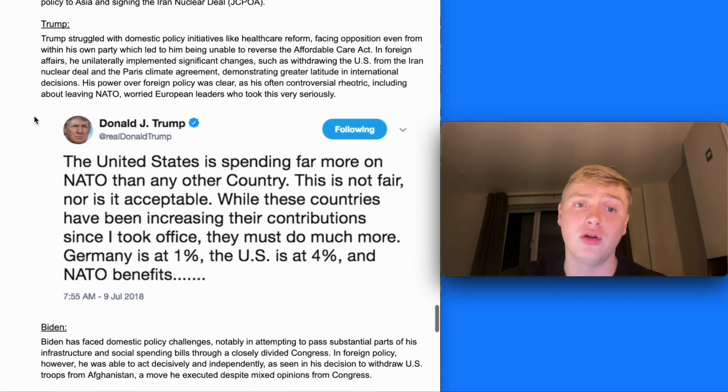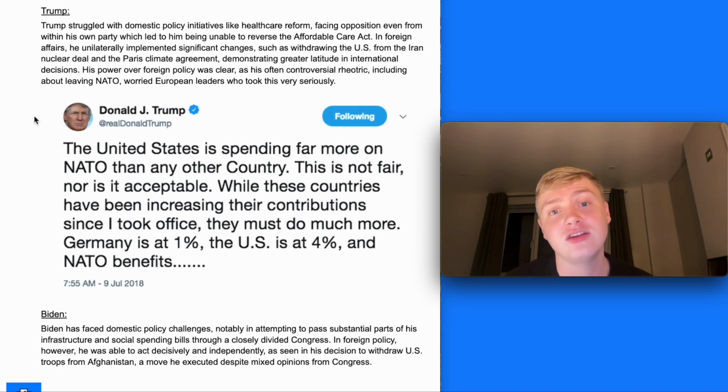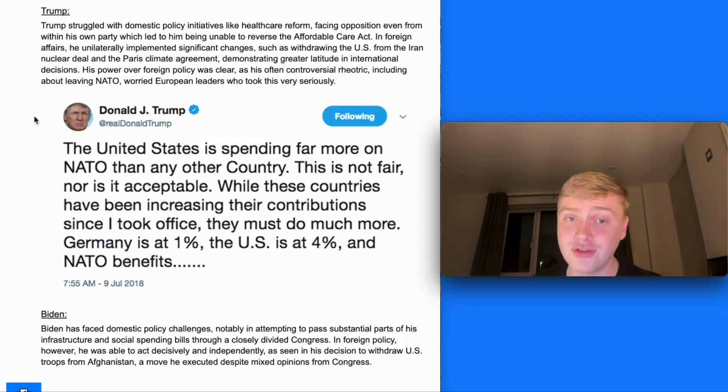Trump struggled with domestic policy initiatives like healthcare reform, facing opposition even from within his own party, which led to him being unable to reverse the Affordable Care Act. In foreign affairs, he unilaterally implemented a lot of significant changes, though, such as withdrawing the US from the Iran nuclear deal and Paris climate agreements, demonstrating greater latitude in international decisions. Suggesting more power in the international arena, less power in domestic policy. And his power over foreign policy was clear, as his often controversial rhetoric, including about leaving NATO, worried European leaders who took this very seriously.